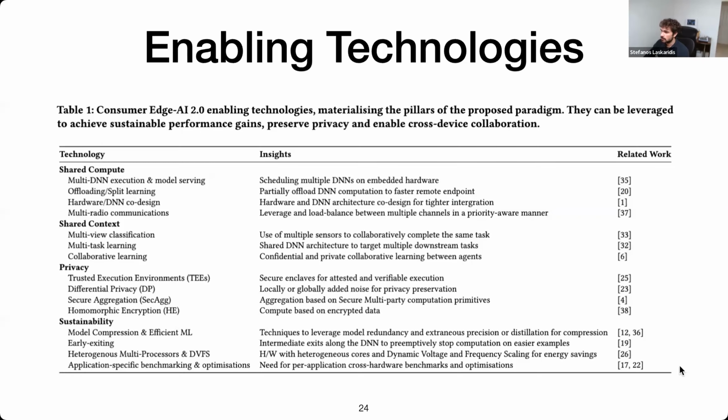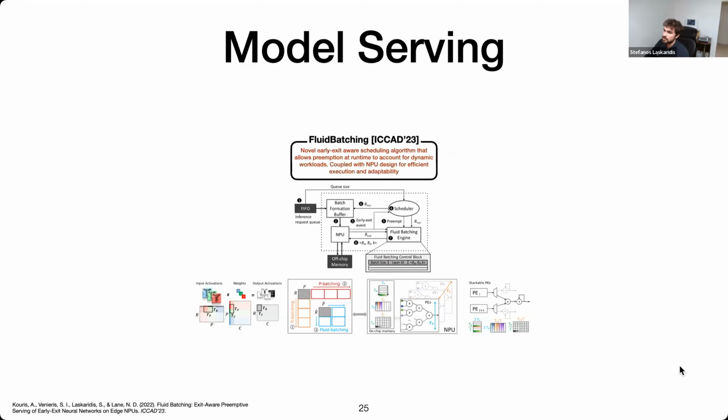So here we depict several technologies that can help realize these aforementioned goals, and many of these fields are being actively worked on in my previous and current teams, signified with a star. So let's go through some of them quite quickly. On the model serving side, we have recently presented fluid batching at ICCAD 2023, end of October or start of November, which comprises a model early exit aware scheduling algorithm for serving preemptible inference requests at the edge or cloud. These are preemptible because of the early exit nature of the workload.